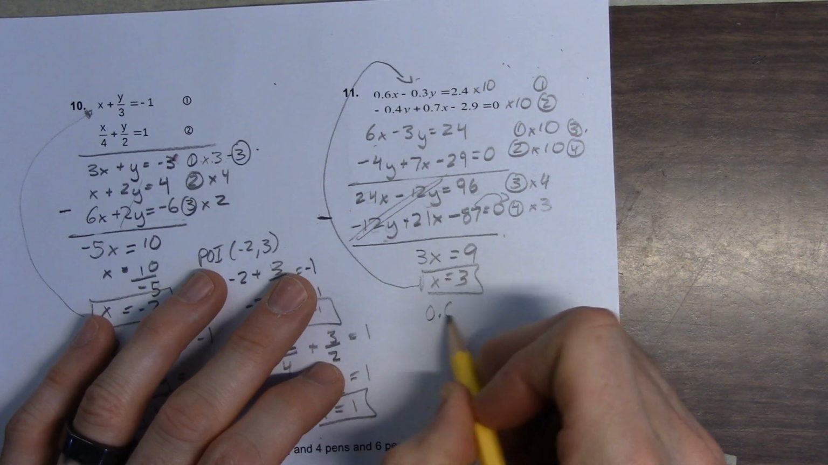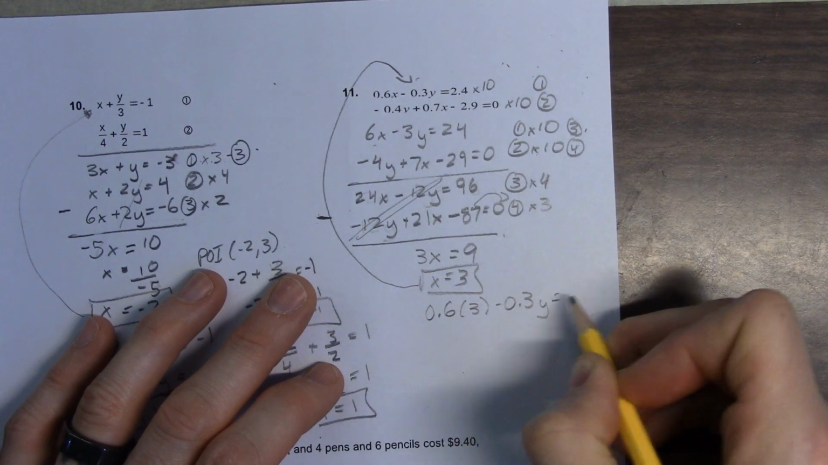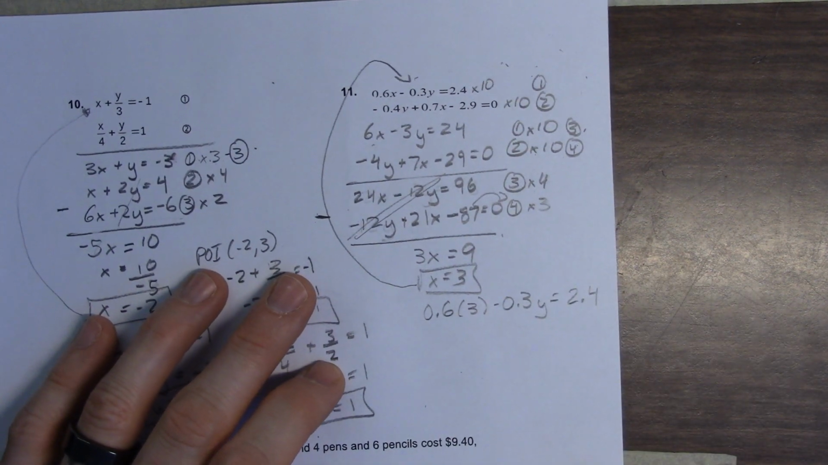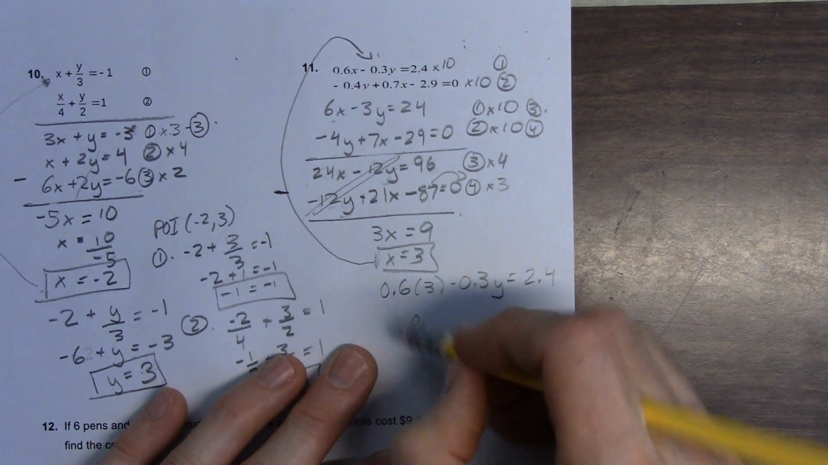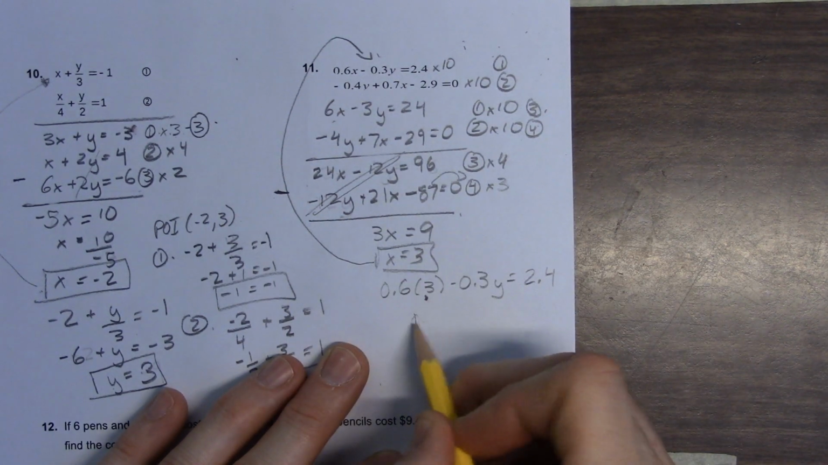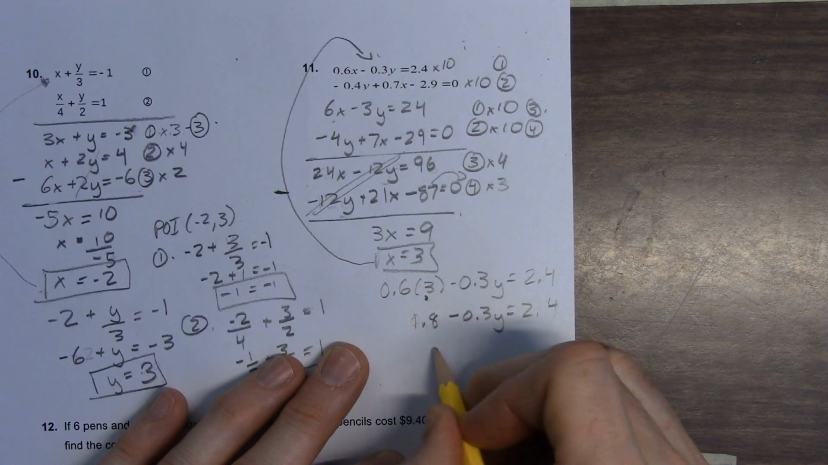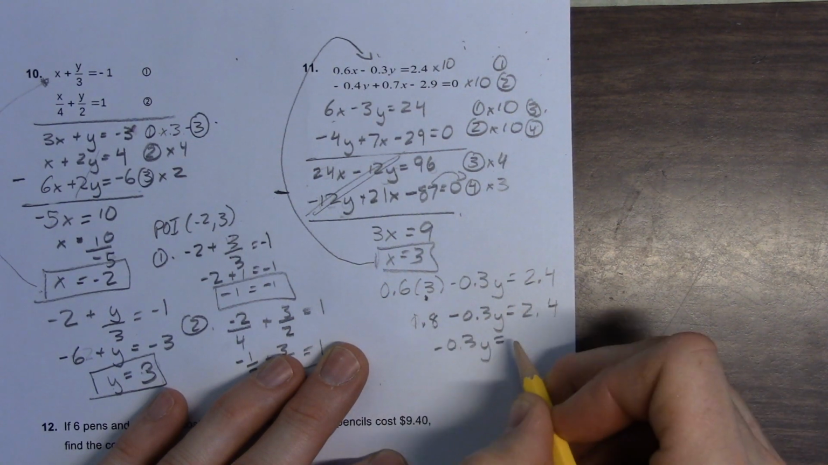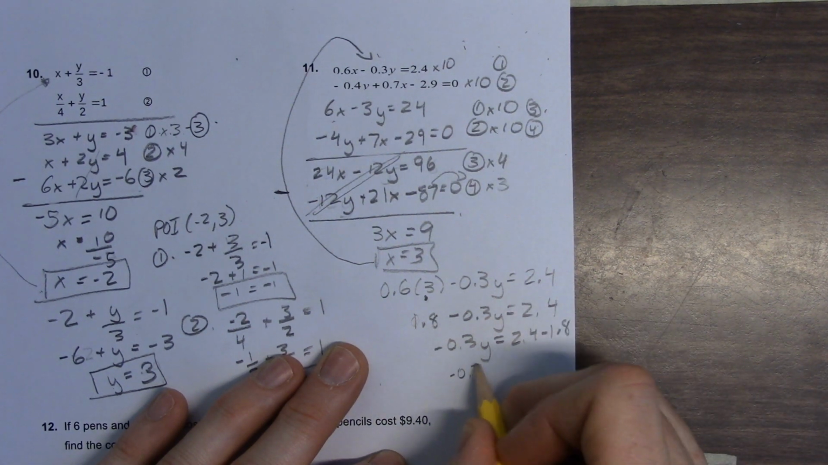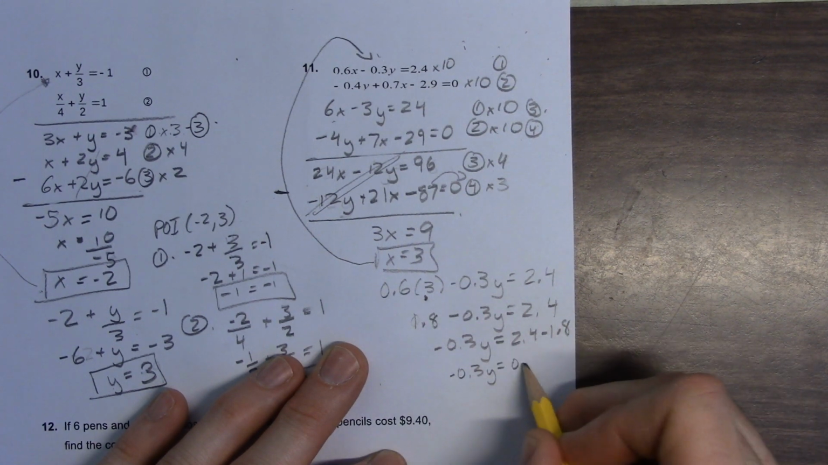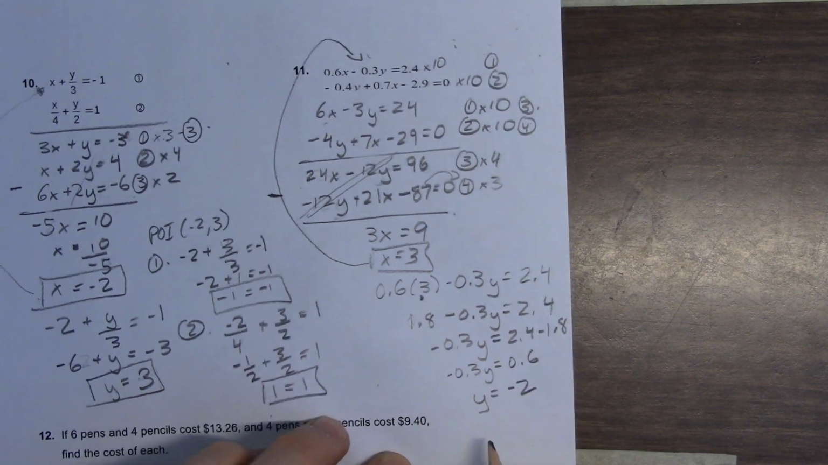So we have 0.6 times 3 minus 0.3 times y equals 2.4. Now this will probably be a lot easier with your calculator, but I'll keep going here. I think this is going to be 1.8, right? 1.8 minus 0.3y equals 2.4. So minus 0.3y equals 2.4 minus 1.8, minus 0.3y equals 0.6. y equals -2, I think.